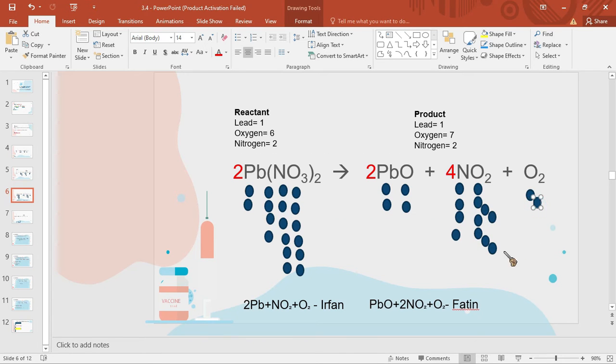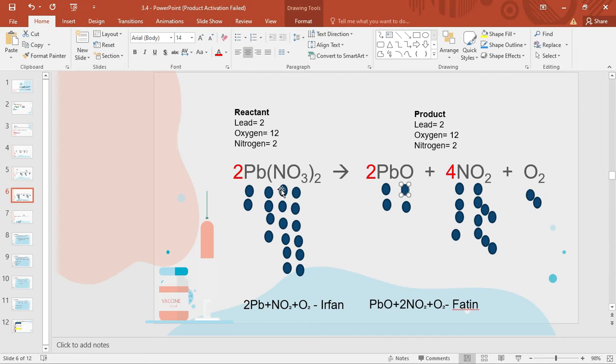Now we check one by one. Pb we got 2 here, product also 2. Okay, done. At oxygen, here we got 12, here also 12. We check first: 12 is 8 plus 4. Okay, correct.